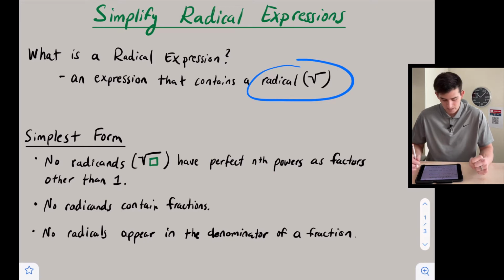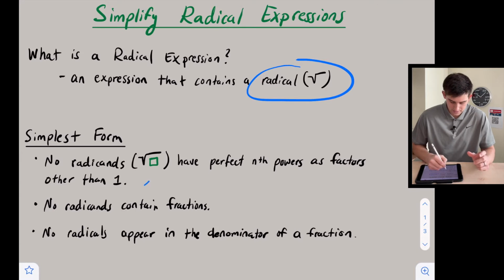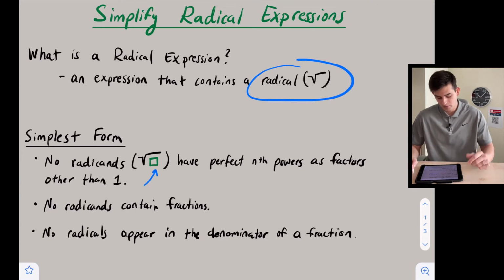In order for us to simplify radical expressions, there's three things that we need to make sure of to make sure our radical is in simplest form. Number one, no radicands have perfect nth powers as factors other than 1. What's a radicand? That's the number under the radical. So what that's saying is if we're trying to take the square root, we just want to make sure we don't have any perfect squares as our radicand. So if I have the square root of 36, I want to simplify that to just 6 and so on.